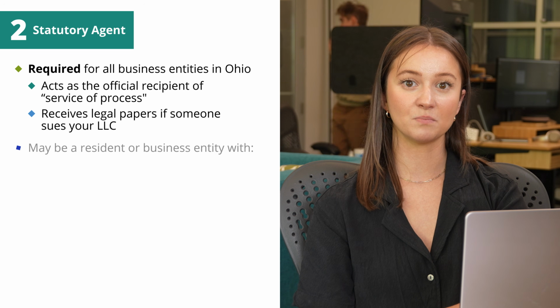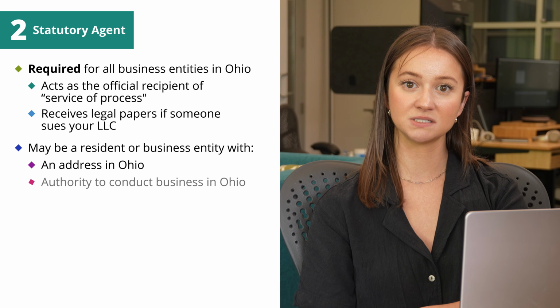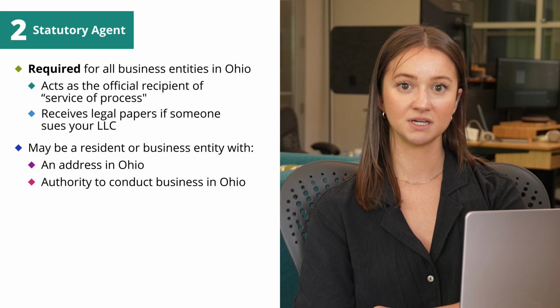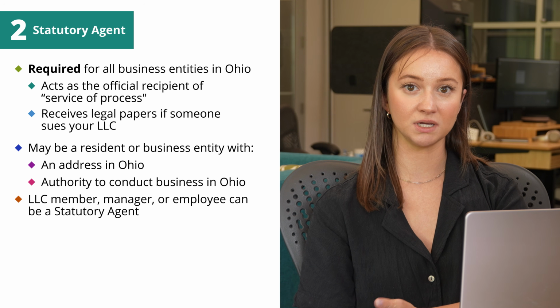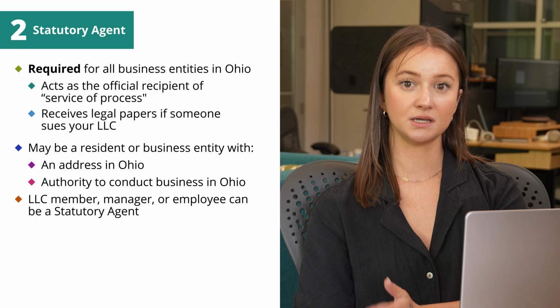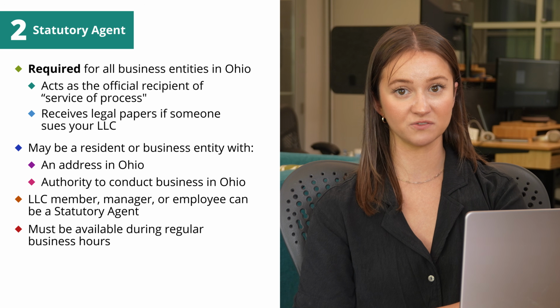Not being aware of pending legal action can have dire consequences. The statutory agent may be an Ohio resident or a business entity with a street address in Ohio that has the authority to conduct business in Ohio. This means that someone connected with the LLC, such as a member, manager, or employee, can be the statutory agent. It's crucial that the statutory agent be available during regular working hours to accept service of process.